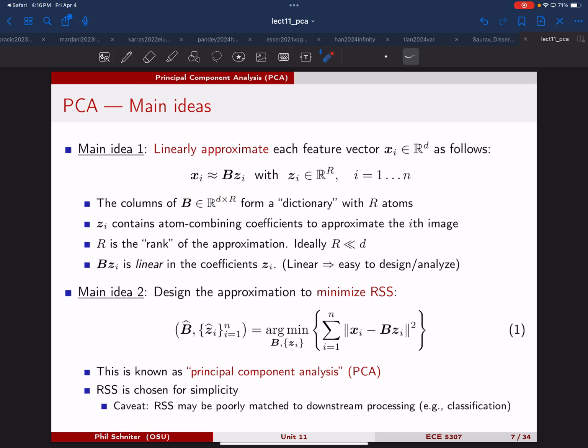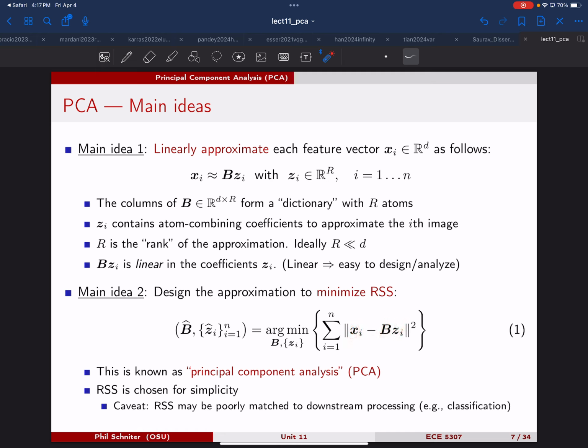Okay, then the second main idea is that we're going to design the matrix B and all those coefficient vectors Zi to minimize RSS. So here is RSS for the ith vector, and then here is summing over our data set. And so in spirit, this has a familiar form to us, except it's a little different from what we've seen previously. When we saw this back in Unit 2, we had some labels Y here, we had a matrix A, and we had some coefficients beta.